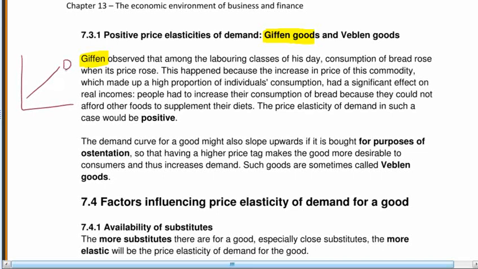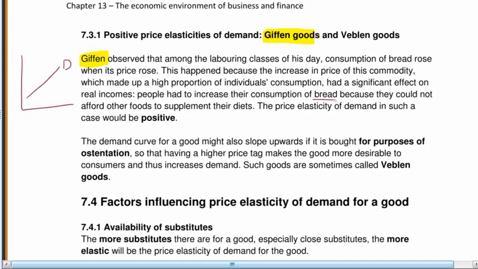Now, this guy Giffen noticed this with bread. Very poor households, if the price of bread went up, what happened is those households bought more of the bread. Now the problem was that these poor households spent a very high proportion of their income on bread. So as soon as the price went up, they couldn't afford to buy anything else, so they bought even more bread. So goods with an upward sloping demand curve are sometimes referred to as Giffen goods.